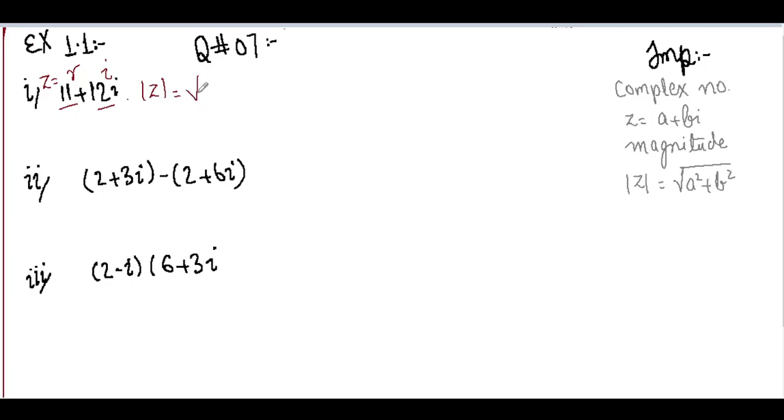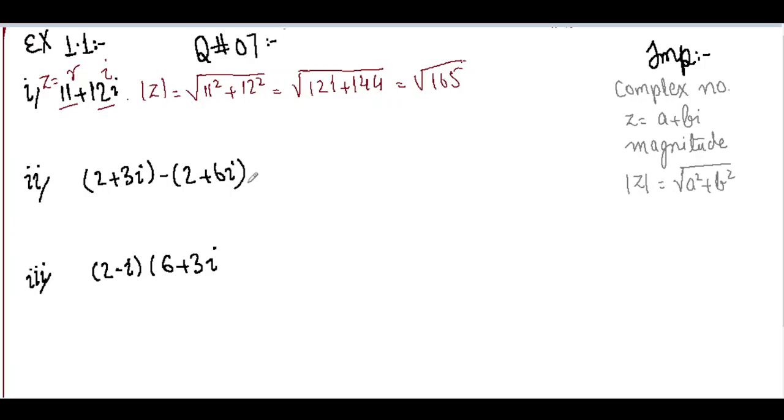So it will be equal to the square root of real part square plus imaginary part square. So the real part is 11, the square of 11, plus the imaginary part is 12, so the square of 12. It is equal to the square root of 121 plus 144, and this is equal to under root 265. So this is our answer.